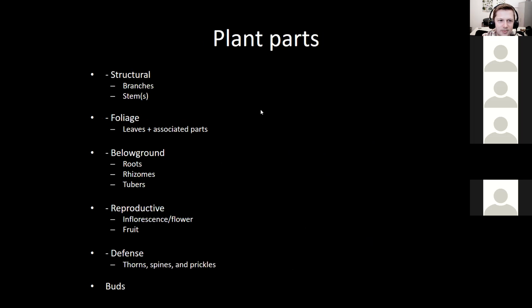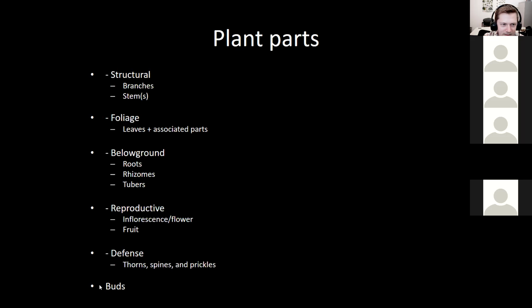And then I guess the plant parts. In the beginning, it might be kind of hard to pick out these different parts, but it really helps to think about whether it's branches or stems, things that are used for structure, foliage, the leaves and all the associated parts with the leaves, what's going on below ground, roots, rhizomes, tubers, the reproductive parts of the plants. This can often be the most telling, if you're able to locate a flower or a fruit. And then defense structures, so thorns, spines, prickles.